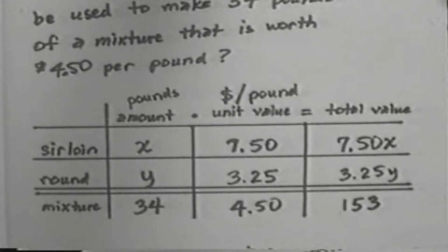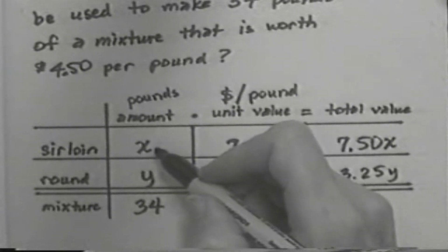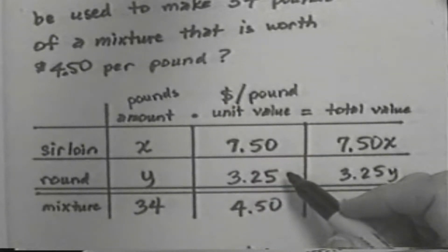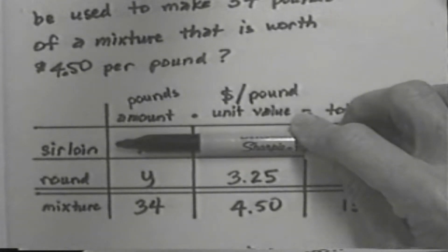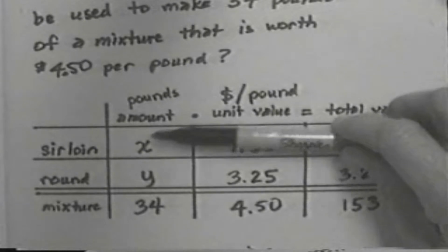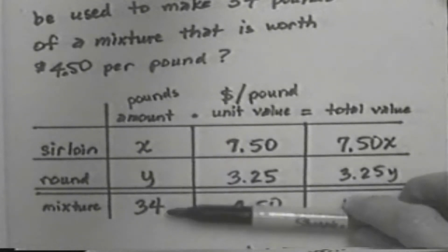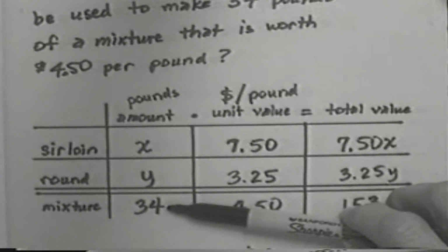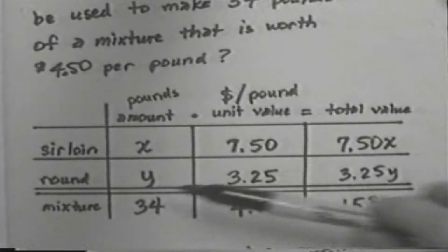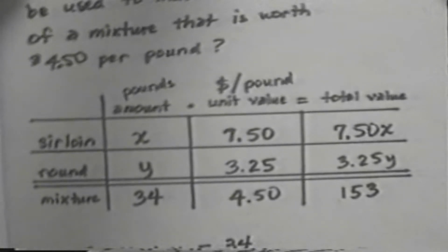This time you notice that every space in the chart is filled in with a letter or a number or a formula involving letters and numbers. Where are the equations? Remember that the first row amount plus the second row amount will give us the amount in the whole mixture. And so we get X plus Y equals 34 as our first equation.